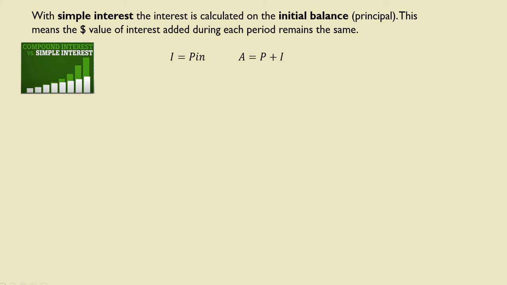Now with simple interest, the interest is calculated on the initial balance known as the principal. This means that the dollar value of interest added during each period remains the same. We have our simple interest formula where the interest is calculated by the principal multiplied by the rate as a decimal multiplied by the number of periods, usually years. And to find the final amount, you just add your starting amount plus any interest that's been earned. This results in a straight line graph, a linear graph, because the value of the increase remains consistent during the period of the investment alone.